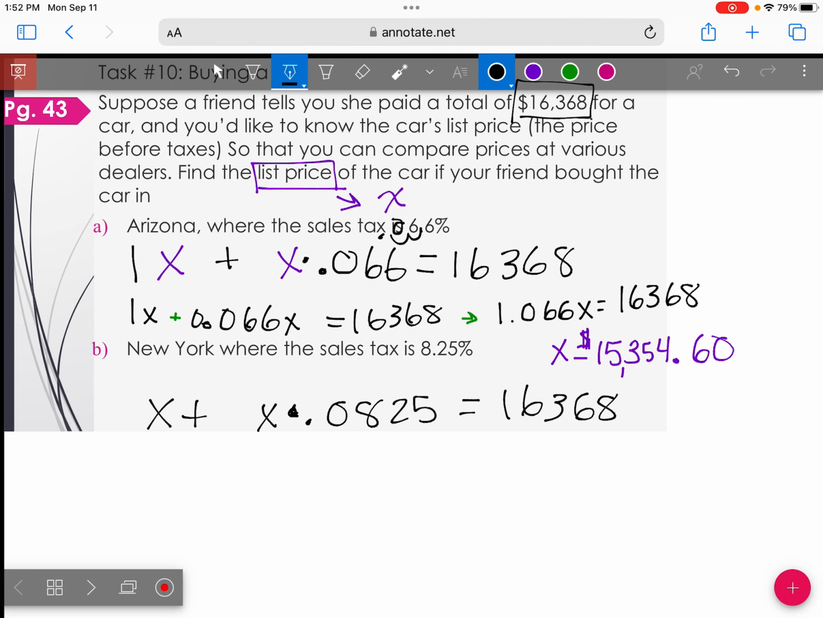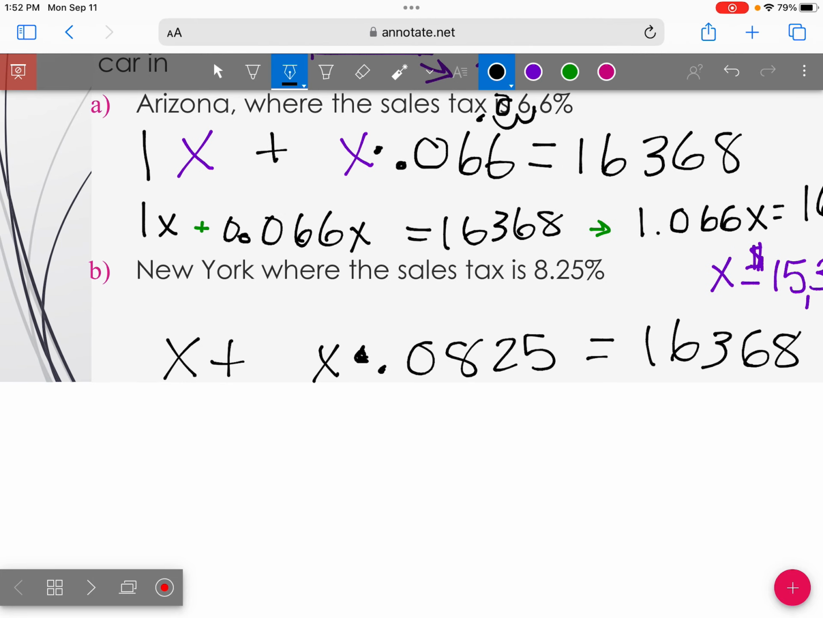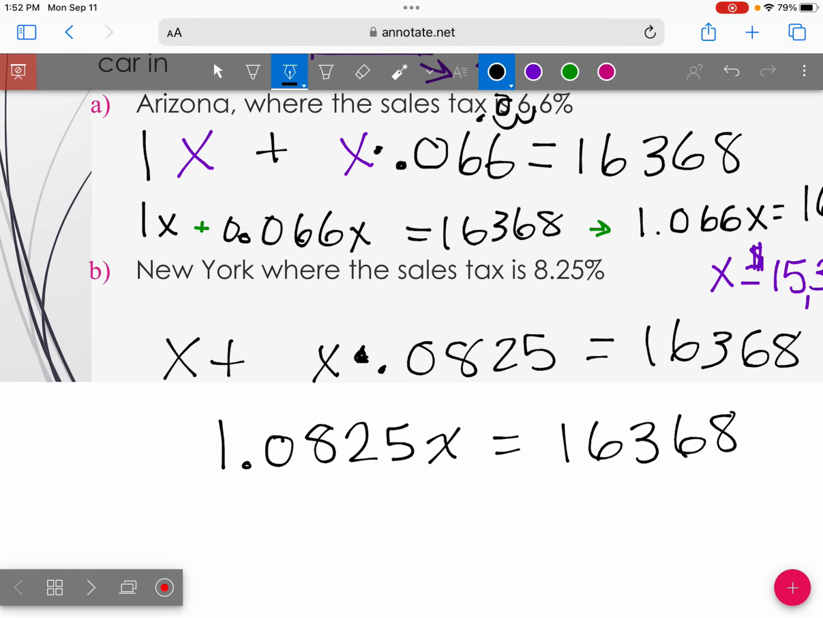So we had our rate at the top, and then we switched it to we had our percent at the top, and we switched it to be the rate. So then we can combine our like terms and get our 1.0825x equals 16368.